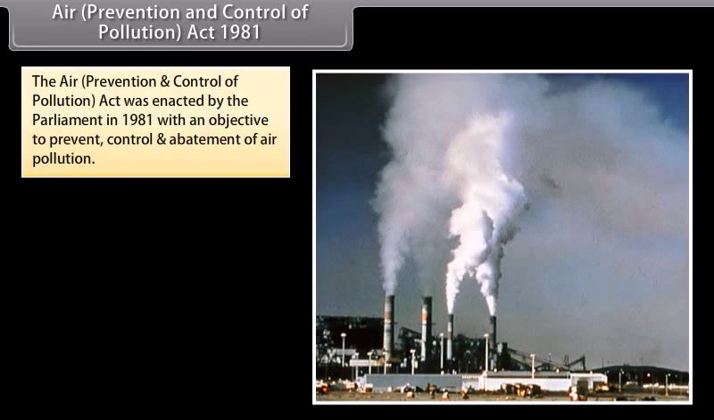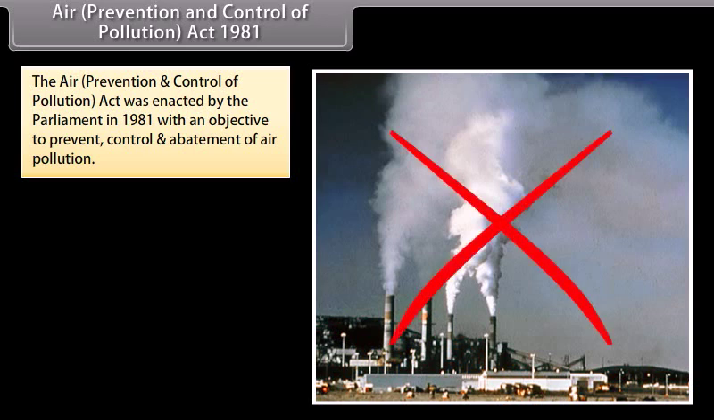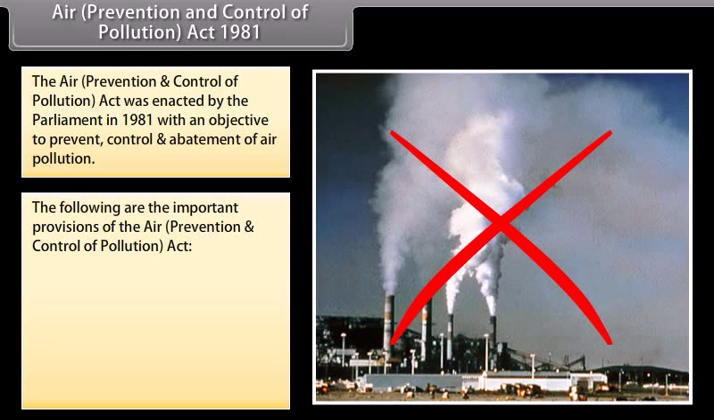Air Prevention and Control of Pollution Act 1981. The Air Prevention and Control of Pollution Act was enacted by the Parliament in 1981 with an objective to prevent, control, and abate air pollution. The following are the important provisions of the Act.